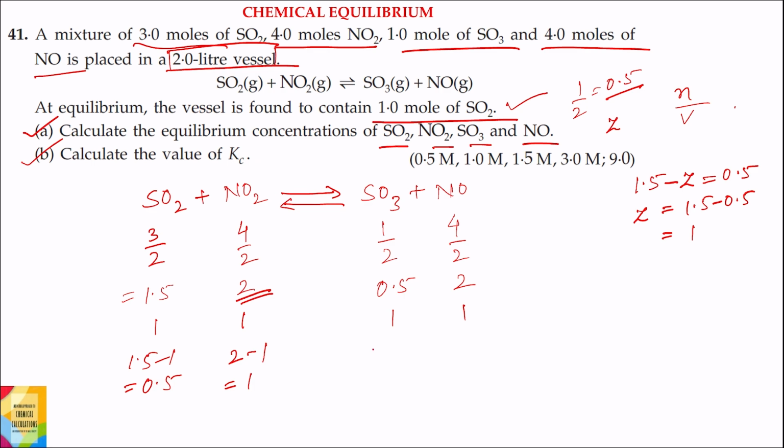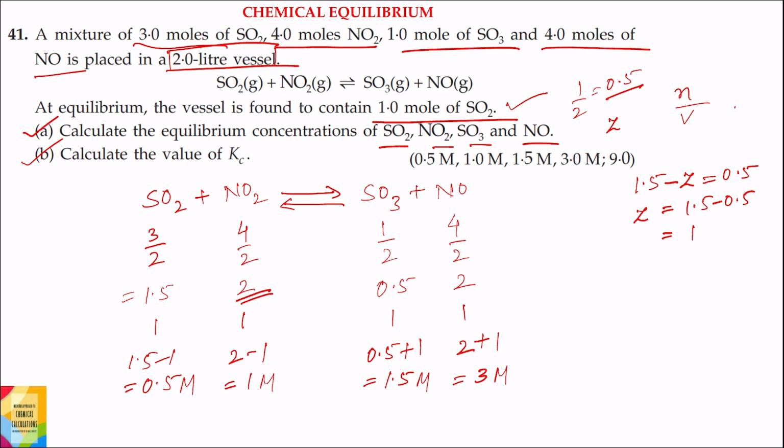Amount of SO3 at equilibrium will be amount of SO3 present initially, which is 0.5 moles per liter, plus amount of SO3 formed as a result of reaction, which is 1 mole per liter. So total concentration is 1.5 moles per liter. Amount of NO present at equilibrium is amount of NO present initially, that is 2 moles per liter, plus amount of NO formed as a result of reaction, which is 1 mole per liter. So 2 plus 1 is equal to 3 moles per liter. So equilibrium concentration of SO2 is 0.5 M, NO2 is 1 M, SO3 is 1.5 M and NO is 3 M. So this is the answer to the first part of the question.